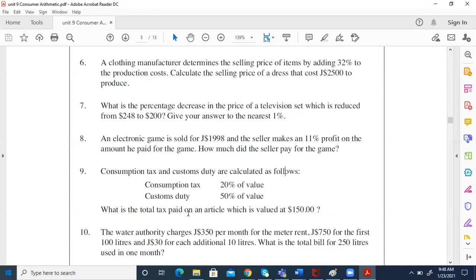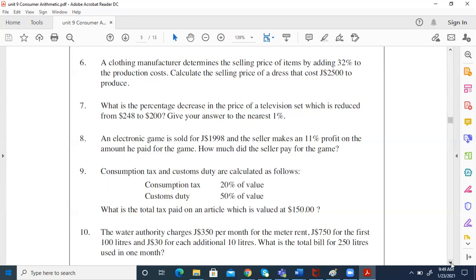Let's see if we can work it out now. So 20% of the 150, and then 50% of 150 because the thing is valued at that. So 20% looks like $30, 50% looks like $75. So 30 plus 75, that's like 105. So you can confirm for me. We'll just do the question.